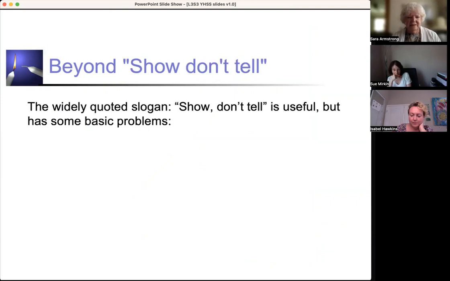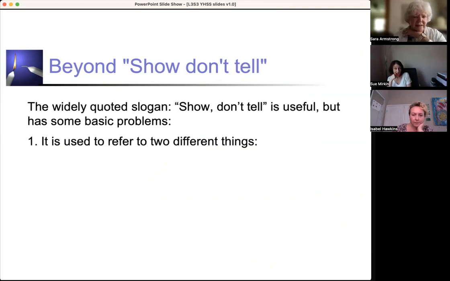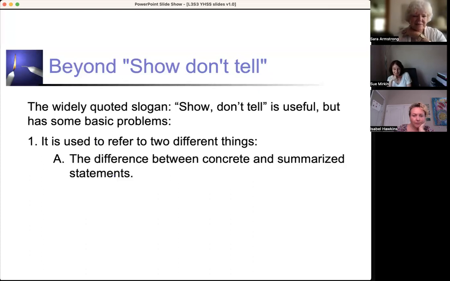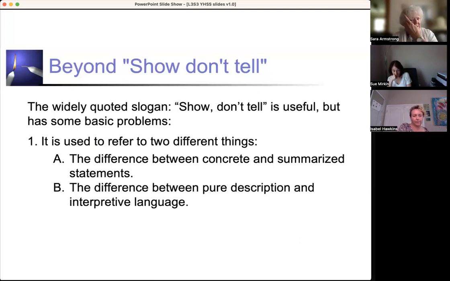The widely quoted slogan "Show Don't Tell" is useful, but it has some basic problems. It is used to refer to two different things, like saying be short, don't be heavy. We're talking about separate things, all right? One thing is the difference between concrete and summarized statements. The other is the difference between pure description and interpretive language.